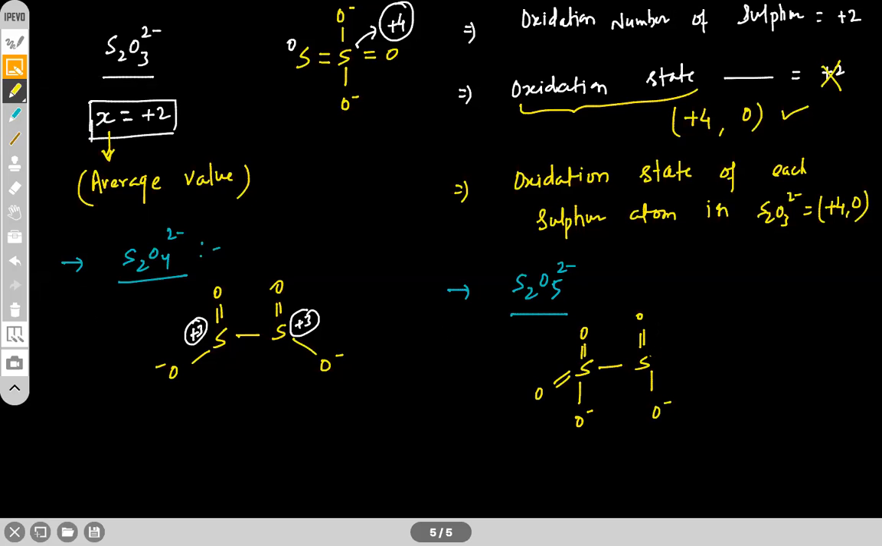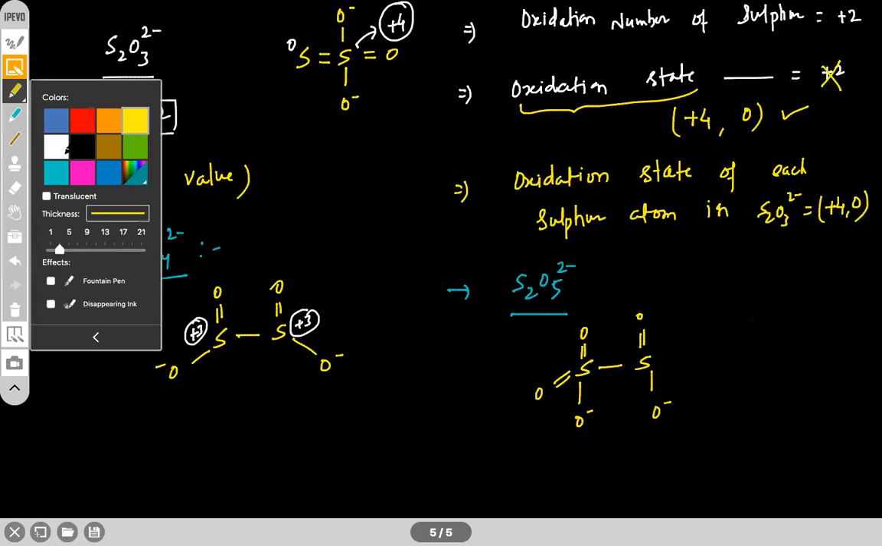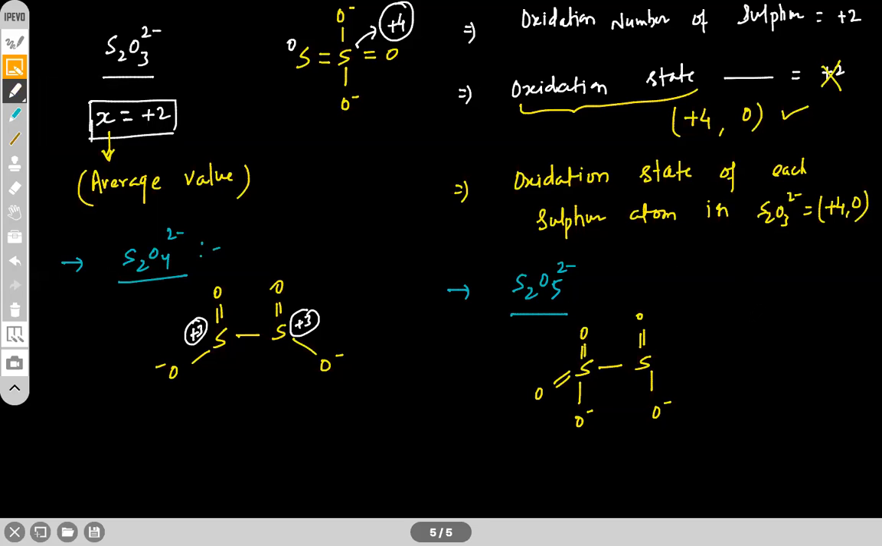This is S2O5 2 minus. You see the X value. What was the X value? Could you tell me? It was +8, right? +4. I'm sorry, it was +4. And if you find out here, it is 2 plus 2, 4 plus 1, 5 bonds here. 2 plus 1, 3 bonds. Now look at this. 5 plus 3, 8. 8 divided by 2, that is 4. This is the average. Clear now? Are you getting it?